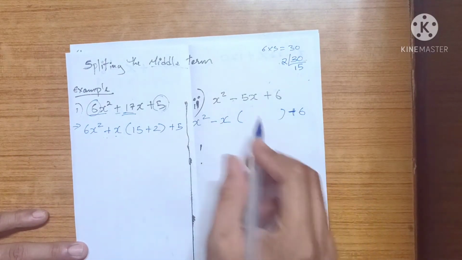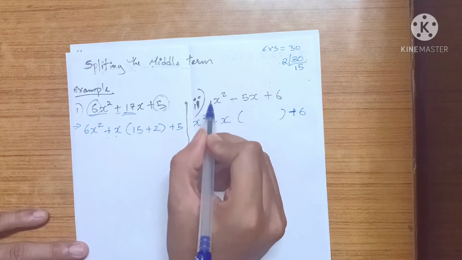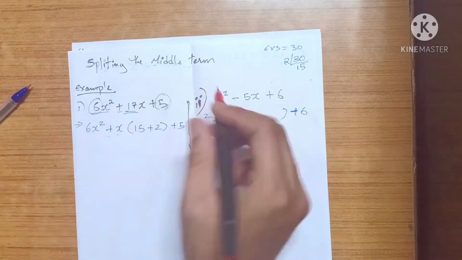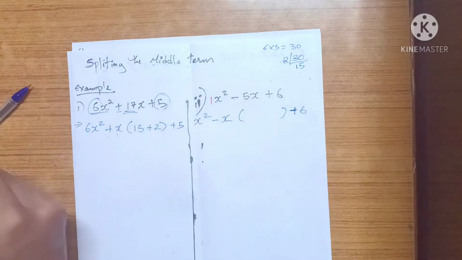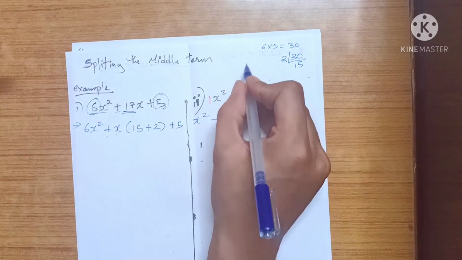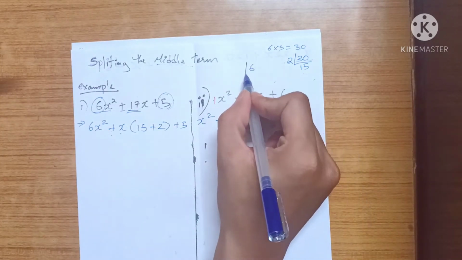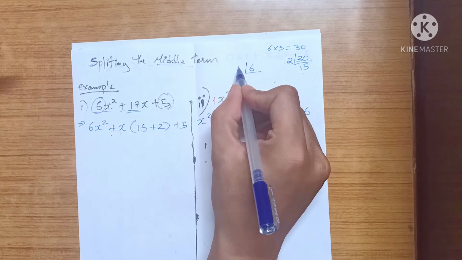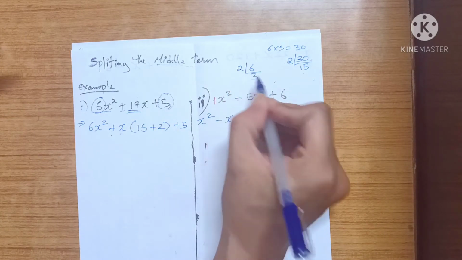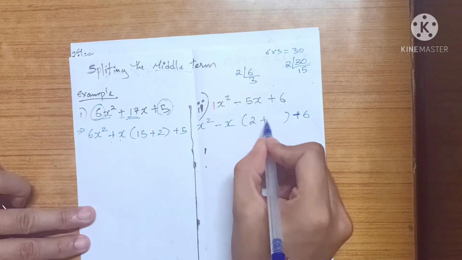Now, in this case, since there is no number attached to x squared, we will assume that the number attached to x squared is 1. So in this case, it will be 1 into 6, which is 6 only, right? This number into the constant. And then we will do prime factorization. The minimum is 2, so 2 into 3. In this case, 2 plus 3 is 5. So we're going to write 5.